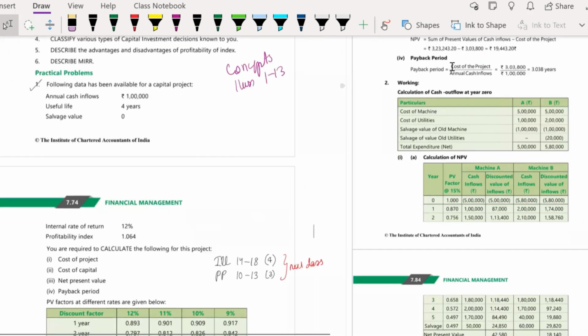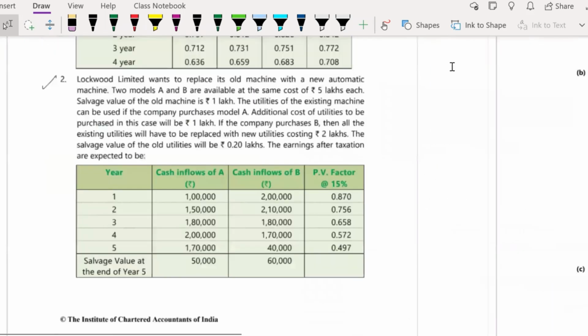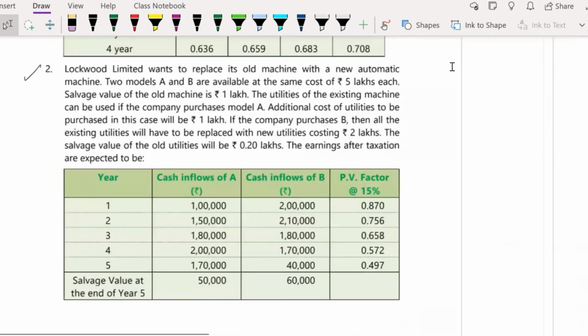So let's start. We'll start with practical problem number 2. Here they tell you that Lockwood Limited wants to replace its old machine with a new automatic machine. Before we start, all the questions are mostly based on NPV only. So try to think from that point of view, like cash flows, cash outflows, cash inflows, basically.